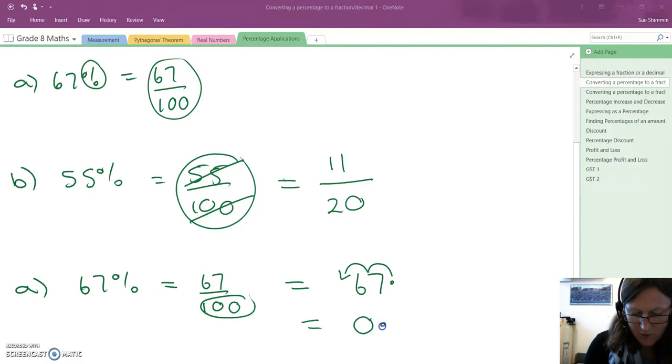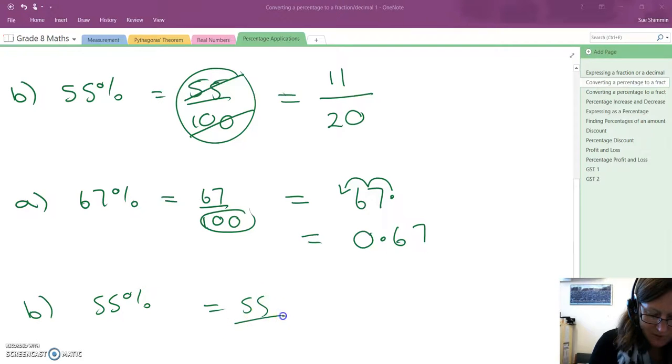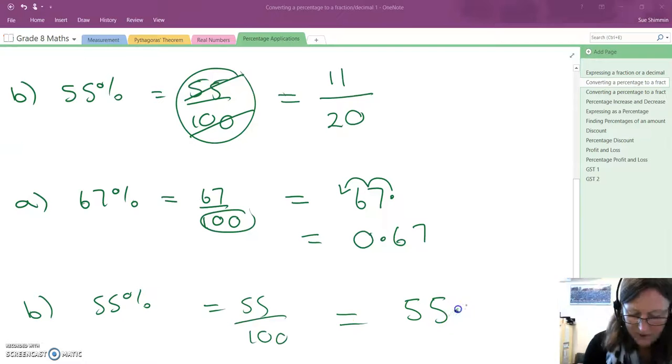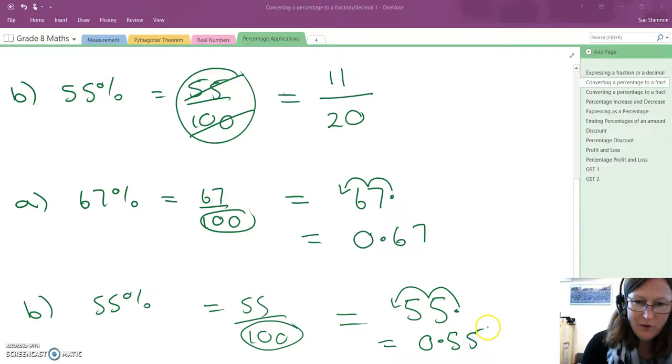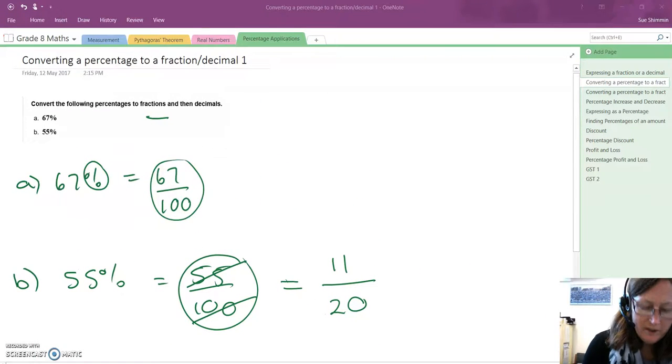So it's 0.67 as a decimal. In the second example, 55% is 55 per 100. So that's the number 55. That's where the decimal point is. When we're dividing something by 100, we move the decimal point that way. So as a decimal, it's 0.55.